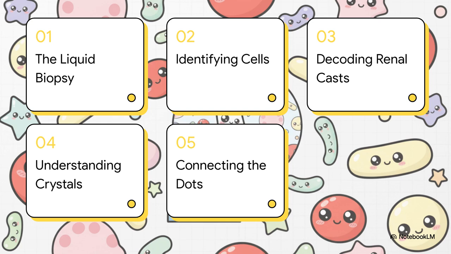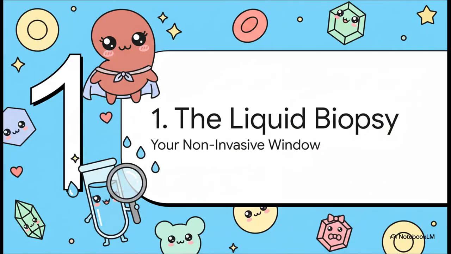So here's our game plan. We'll kick things off by talking about why this is often called a liquid biopsy. Then we're going to jump into identifying the different cells, decoding those all-important renal casts, getting a handle on crystals, and then finally, we'll learn how to put all the pieces together to see the full clinical picture. So let's start with section 1, the liquid biopsy.